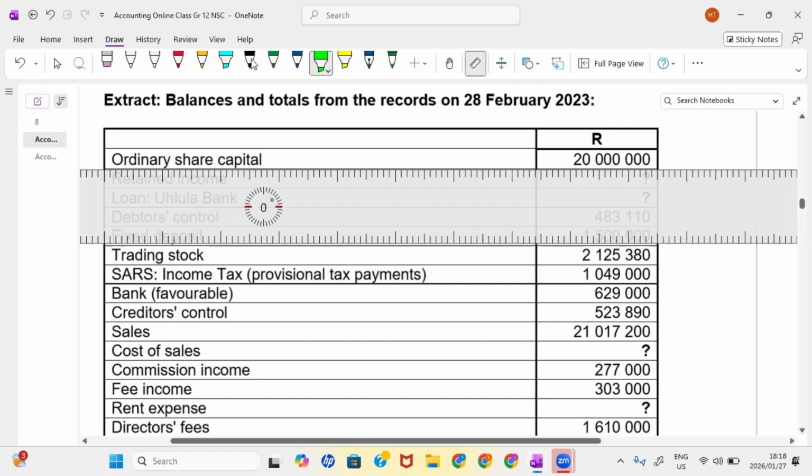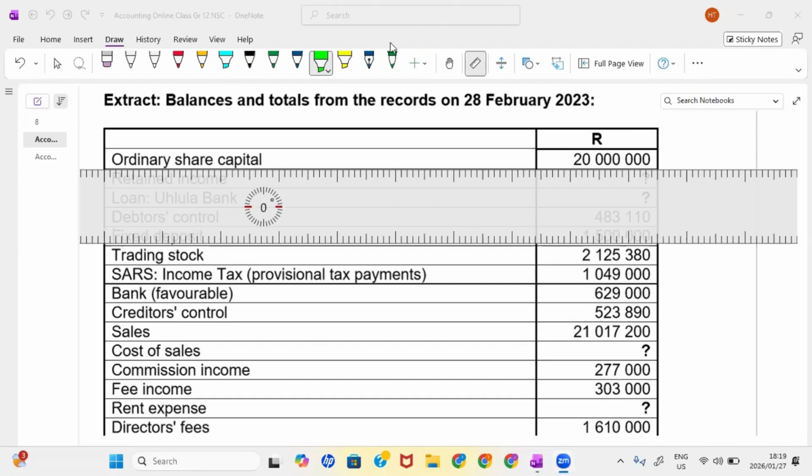So I can say maybe a statement of financial position. Okay. So someone is saying, please repeat the question. So we are looking at this item here.